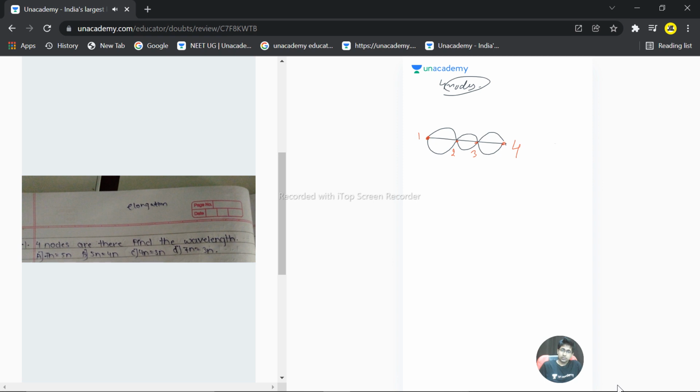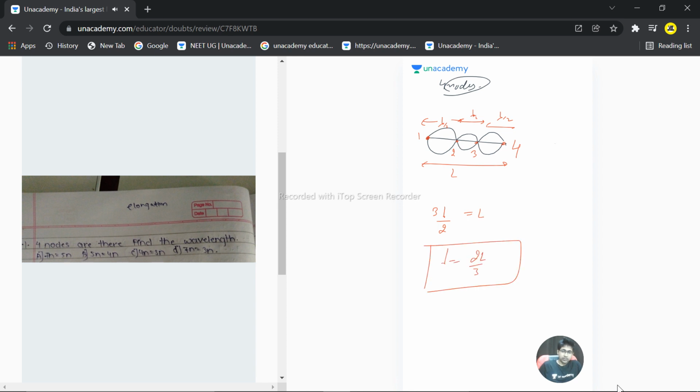This is lambda by 2, the distance from node to node. This is lambda by 2, and this is also lambda by 2. And this is the entire length L. So from here, I can say that 3 lambda by 2 is equal to L. That means lambda comes out to be 2L by 3.